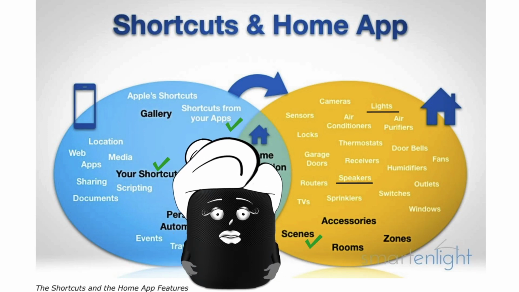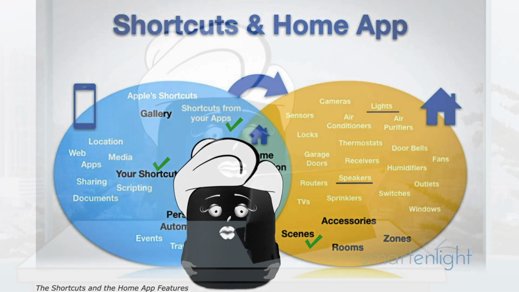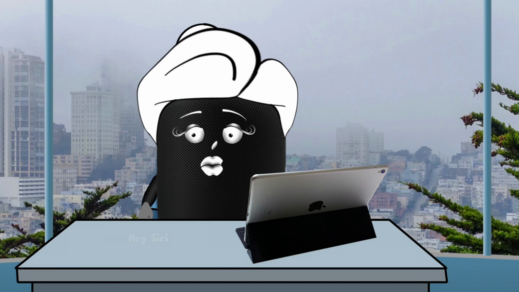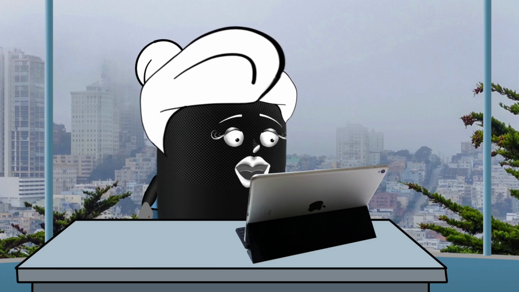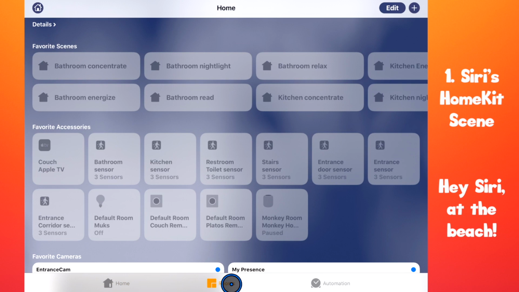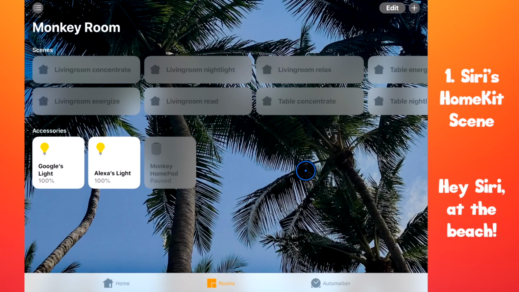Let's forget about the rest. You can always look it up later in my post at smartandlight.com. We will begin with Hey, at the beach. To create this HomeKit scene, we need to open the Home app and switch to the room of the two little monkeys. We'll create our scene from scratch.